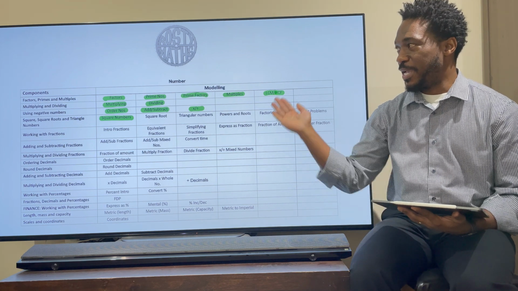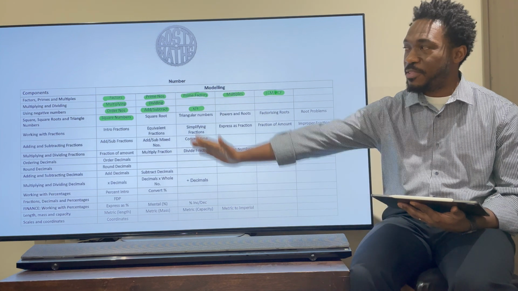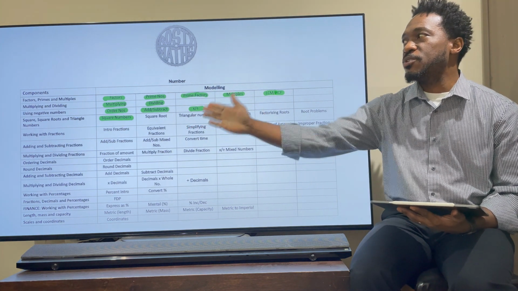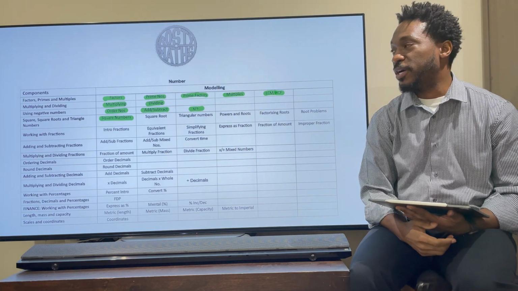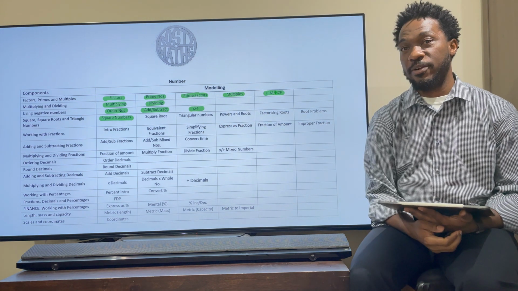As you can see, everything that's been highlighted, there is a video for those already. This is my curriculum, as you know, so if you've been following me all along, you will know that this is what I am working through. So in today's video, we're going to be looking at square roots.